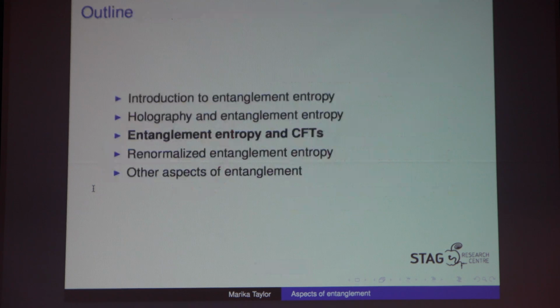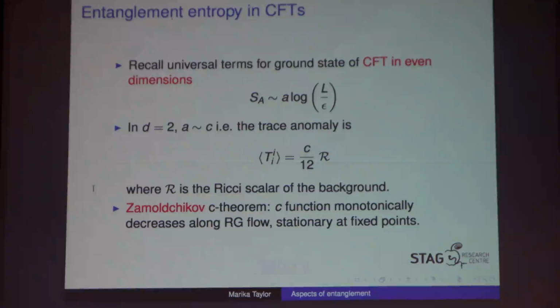Okay, now let me move to entanglement entropy and CFTs. So let's go back again to these universal terms for the ground state of a CFT. We said that we always got these logarithmic terms. We might get power law divergences, but that depended on our regularization scheme. But for all regularization schemes, for CFTs in even dimensions, we get these logarithmic terms.